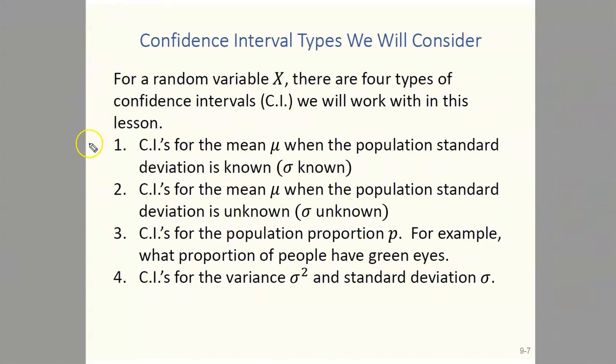Now, here are the types of confidence intervals that we're going to be covering in this module. We're going to consider confidence intervals for the mean, mu, when the population standard deviation is known, so when sigma is known. Now you might ask, well, why would we know sigma and not the mean mu? Well, we'll discuss some situations where that might be the case. And then we're going to take a look at confidence intervals for the mean mu when the population standard deviation is unknown. This is the more commonly used situation. And then we'll discuss confidence intervals for population proportions. For example, what proportion of people have green eyes? That would be a typical population proportion problem. And then we'll also look at confidence intervals for the variance and standard deviation. So let's begin by discussing case number 1. That's what we're going to derive our first formula for.